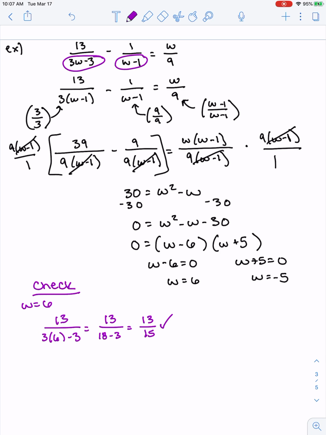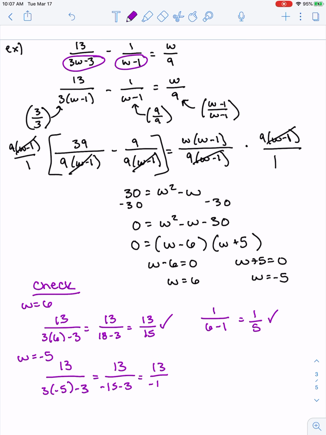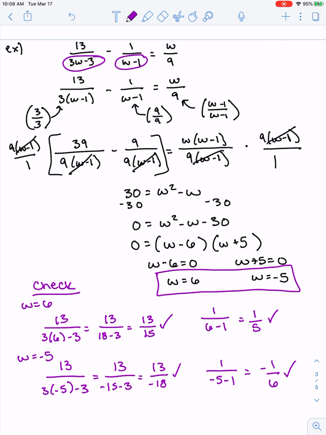Now if I check in the other one, the w minus 1, I get 1 over 6 minus 1, which equals 1 over 5. That one's okay. Let's check our w is equal to negative 5 solution. We have 13 over 3 times negative 5 minus 3. We get 13 over negative 15 minus 3, or 13 over negative 18. That is a real number. And in our other one, we get 1 over negative 5 minus 1, which equals negative 1/6, also a real number. Both of these solutions are valid, so you're allowed to box them up.